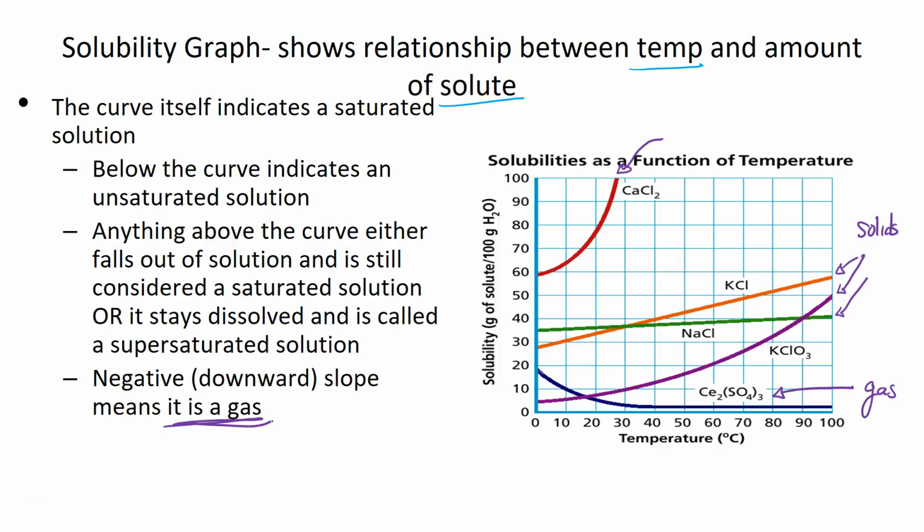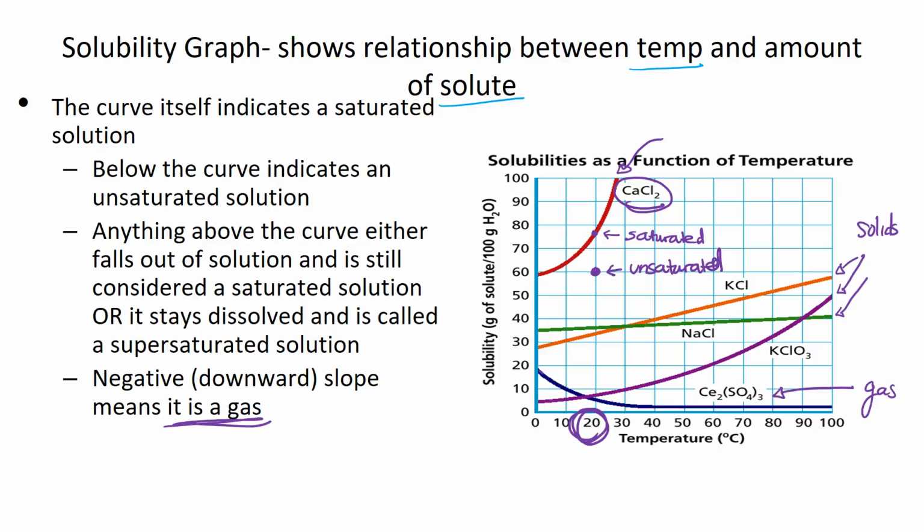Okay, but how to tell if I'm looking at a saturated, unsaturated, or supersaturated solution? Well, let's take calcium chloride for example. Let's say I'm at 20 degrees. If I'm at 20 degrees and I have 60 grams, this would be unsaturated because I'm under the curve. The curve represents the maximum amount you can dissolve at any given temperature. So at 20 degrees, the maximum I can dissolve is about, let's say, 77. So that would be a saturated amount.